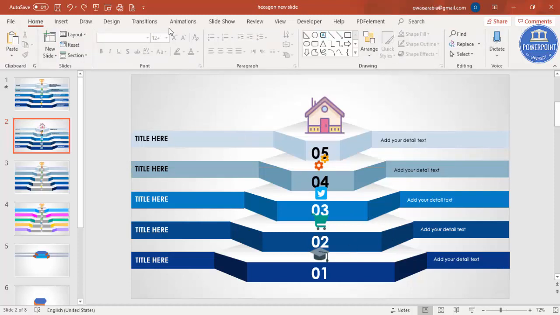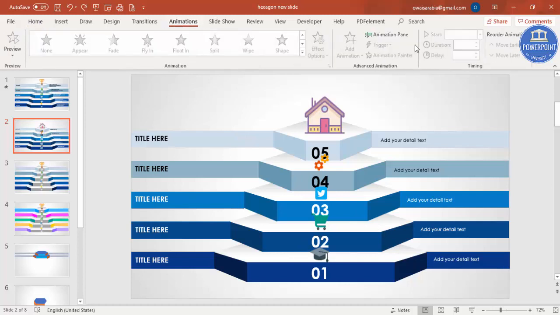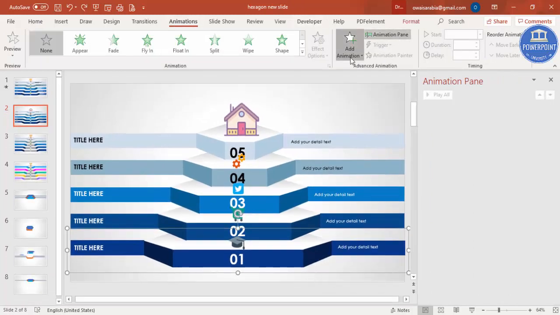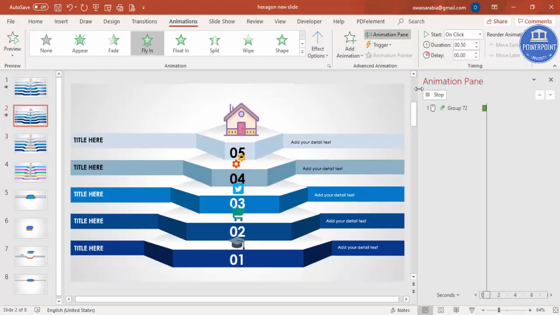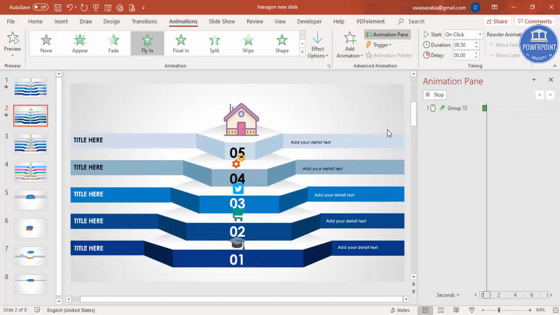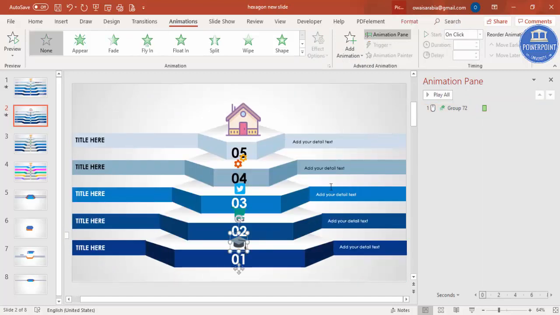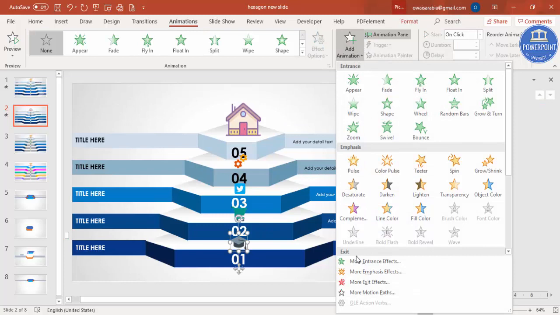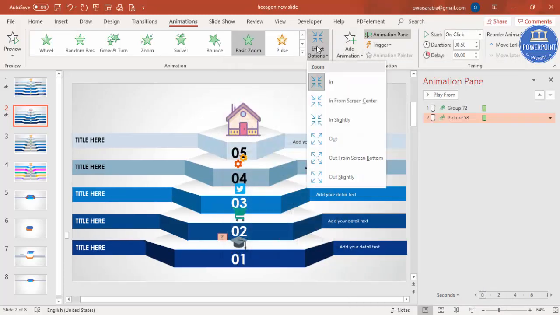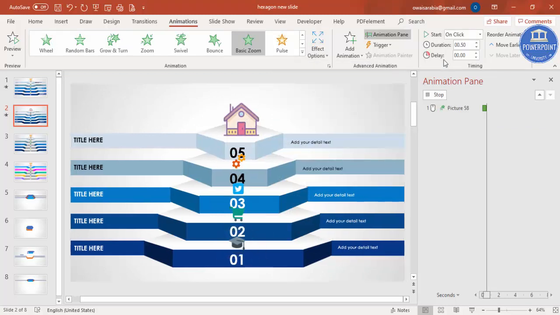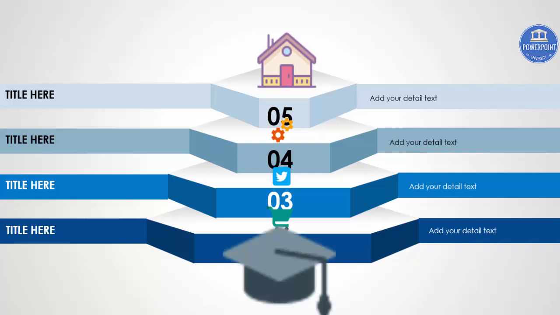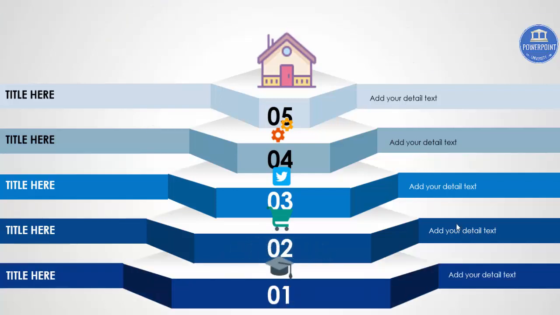Let's add the animation. For that, go to animations, enable the animation pane. I'm just going to select the first, and I'll say fly in. I will just say from top. It should come like this. And then for this icon, I'm going to go to more entrance effect, basic zoom, click OK, and options from out, and just say with previous. So if I play now, you can see here it comes something like this.